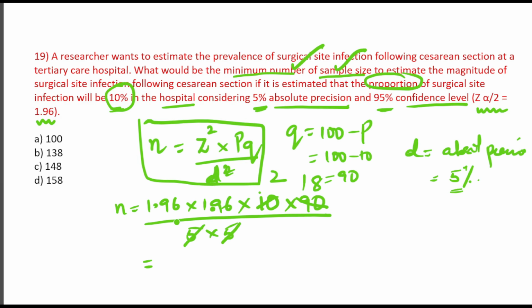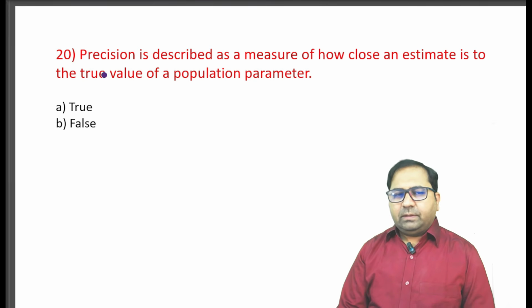1.96 into 1.96 into 2 into 18 is equal to 138.2. So this is the answer for this question. That is, the minimum sample size will be 138.2. So this is how you have to solve this question. Let us see the next question.